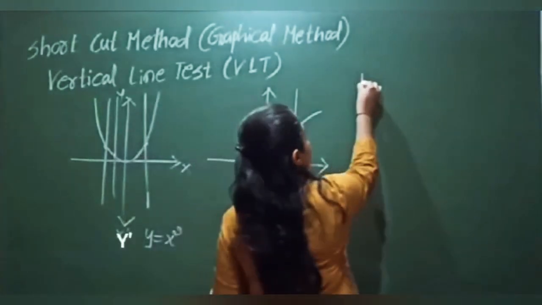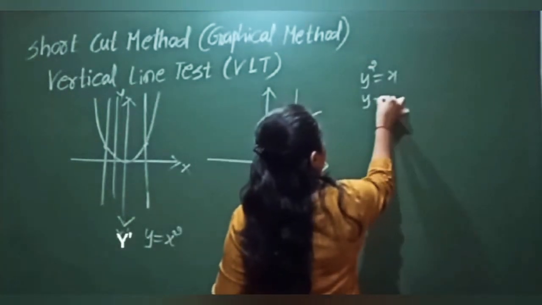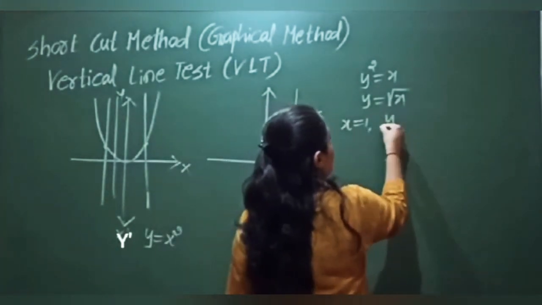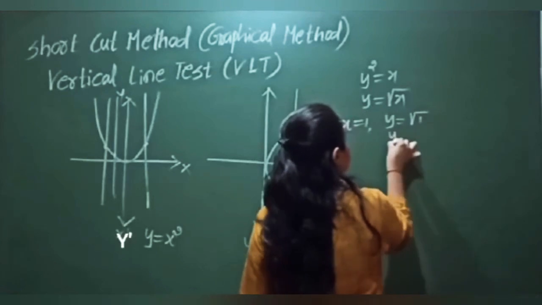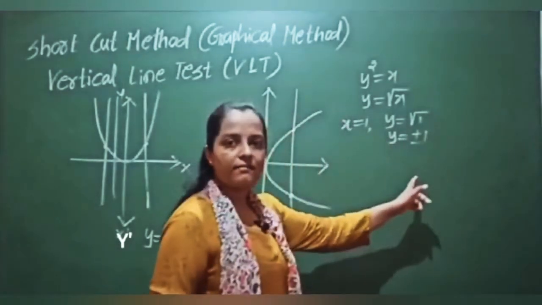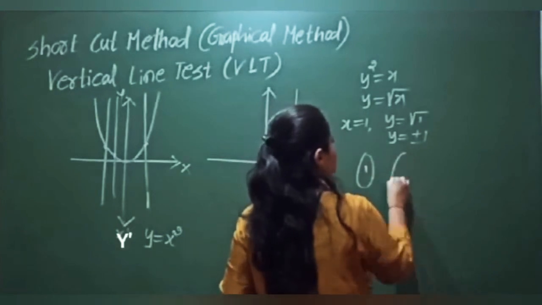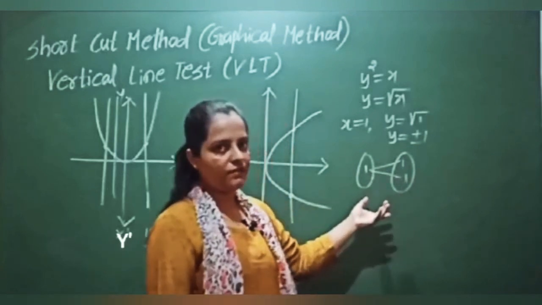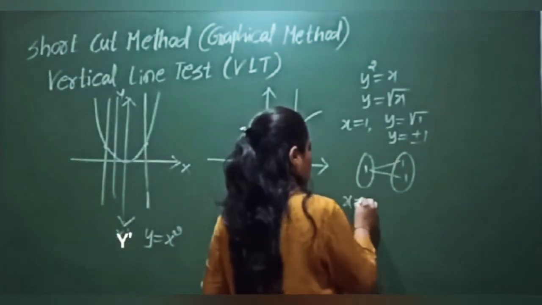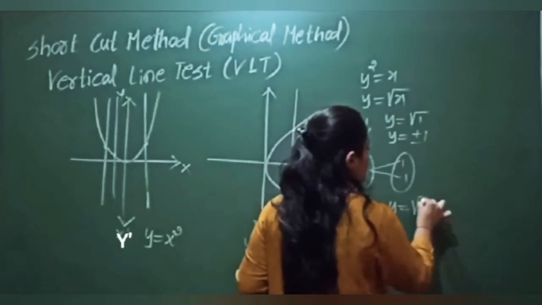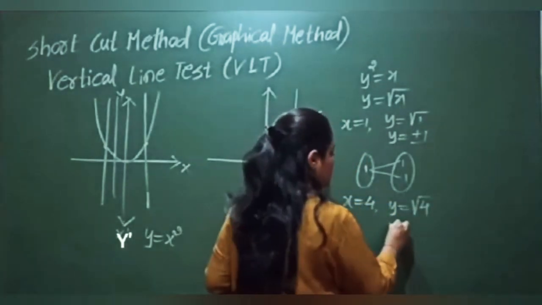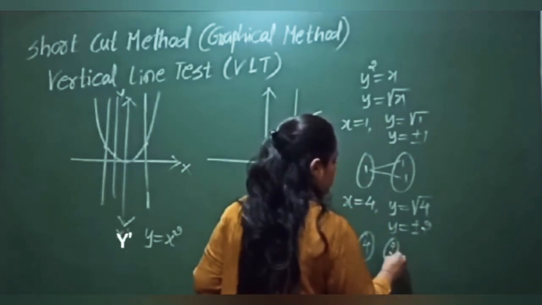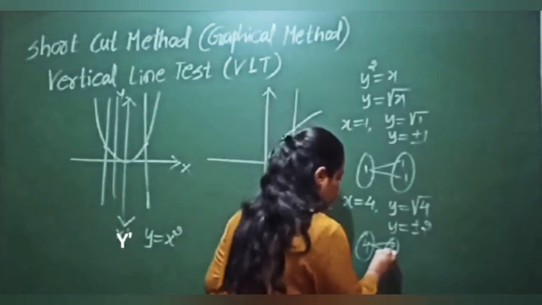Meaning, if y square equals x, then y is root x. If you substitute x equals 1, we are getting y as root 1, that is y is plus or minus 1. So 1 has 2 images, 1 and minus 1. Therefore this is not a function. If you substitute x equals 4, you are getting y as root 4, meaning y equals plus or minus 2. So 4 also has 2 images, 2 and minus 2.